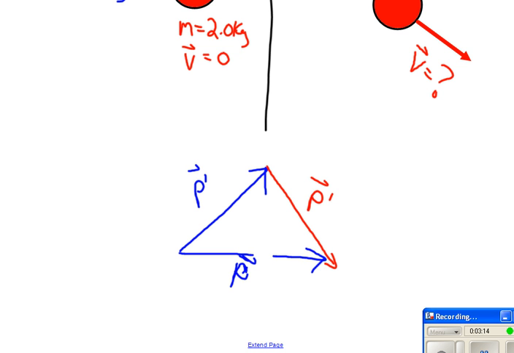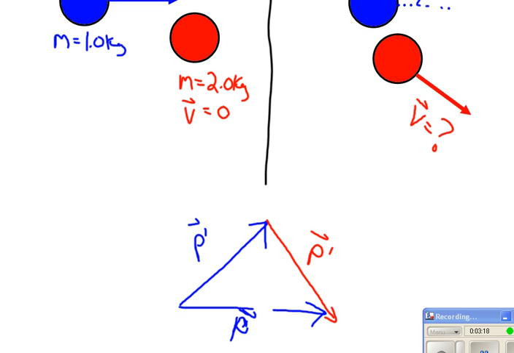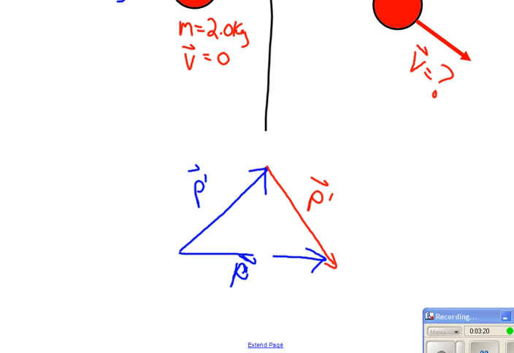Now I'm going to label as many parts of this as I can right off the bat. I have an angle right here from the description of the collision of 30 degrees. I'm not going to assume anything about the angle of the red object. I think that would be a mistake. We can't assume that it makes it a right angle triangle as we've seen in the past. Sometimes it does, but let's not assume that it's going to do that.